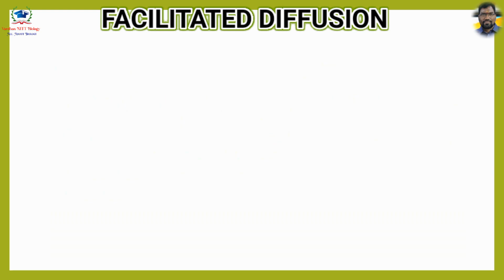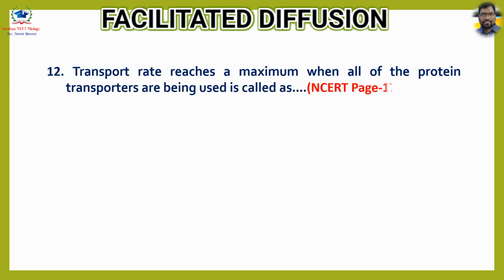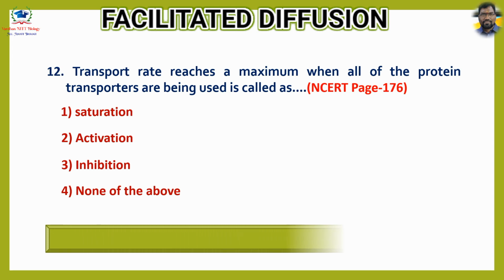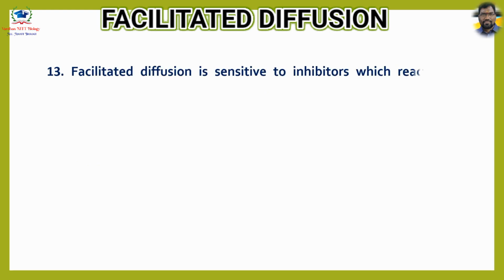Question number 12. Transport rate reaches a maximum when all of the protein transporters are being used is called as. Options are 1. Saturation, 2. Activation, 3. Inhibition, 4. None of the above. The answer is option 1. Saturation.